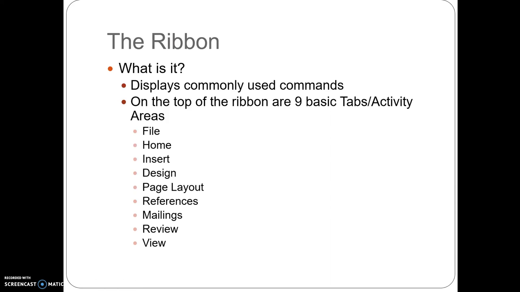Okay, so what the heck is the ribbon? The ribbon displays commonly used commands. On the very top of the ribbon are usually 9 basic tabs or activity areas. Okay, you can change these, but these are the ones you're usually going to see. So you're going to have File, you're going to have Home, you're going to have Insert, Design, Page Layout, References, Mailings, Review, and View.